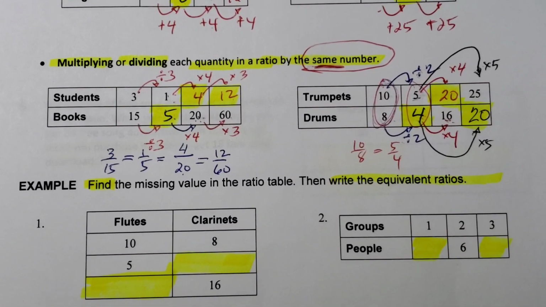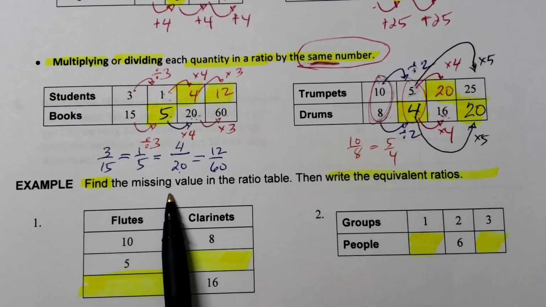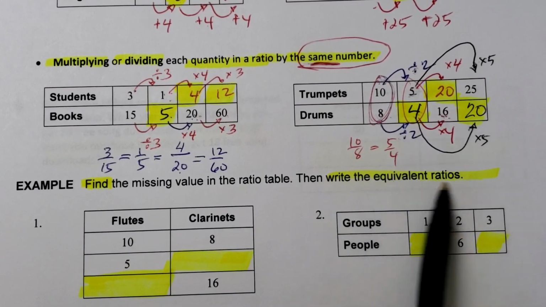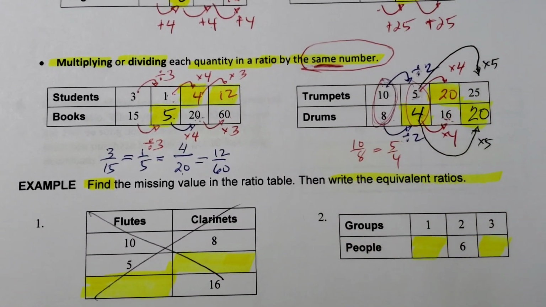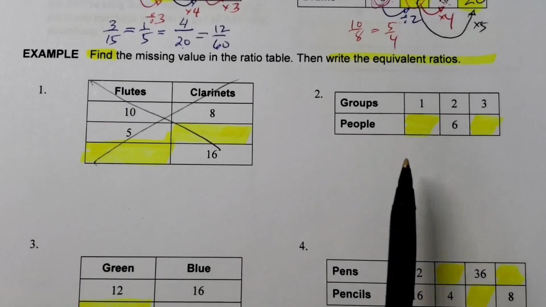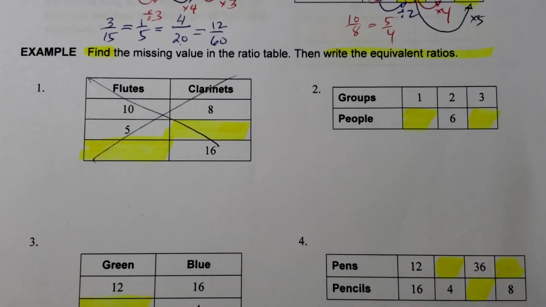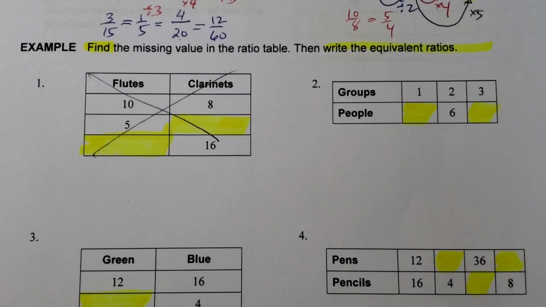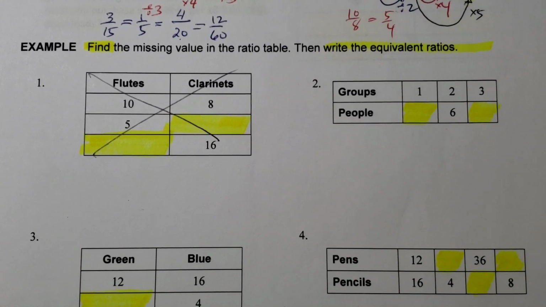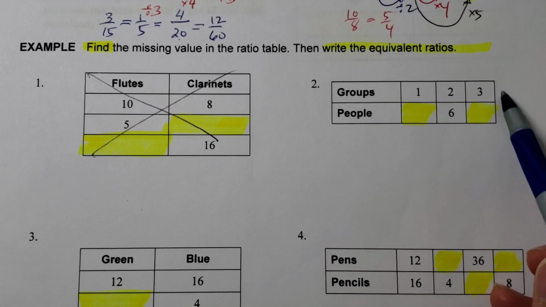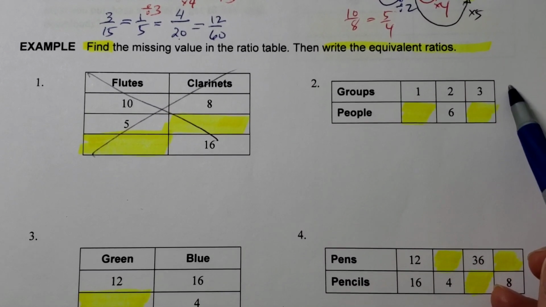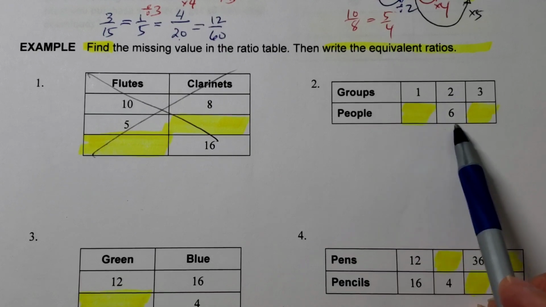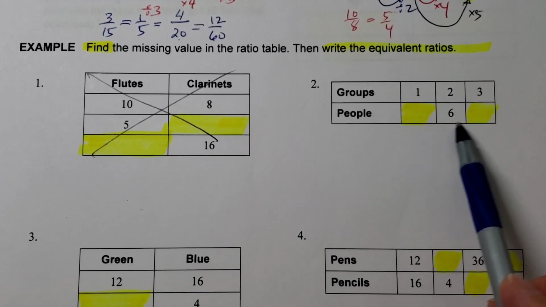Now, for our next example, it says find the missing value in the ratio table, then write the equivalent ratios. So we're not going to do number 1. It's almost similar to my previous example. Let's try this out. So whatever strategy you use that is comfortable for you, okay? Now, from 1 to 2, 2 to 3. So we're adding by 1. We can do that. The same thing here, though. What are we going to be adding this by? So we do not know.